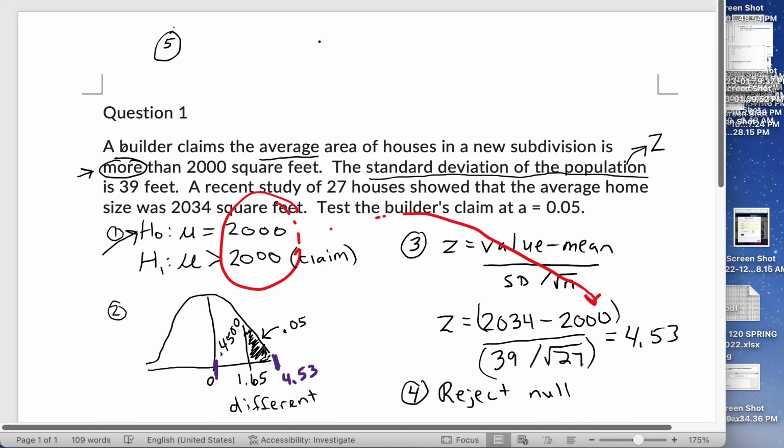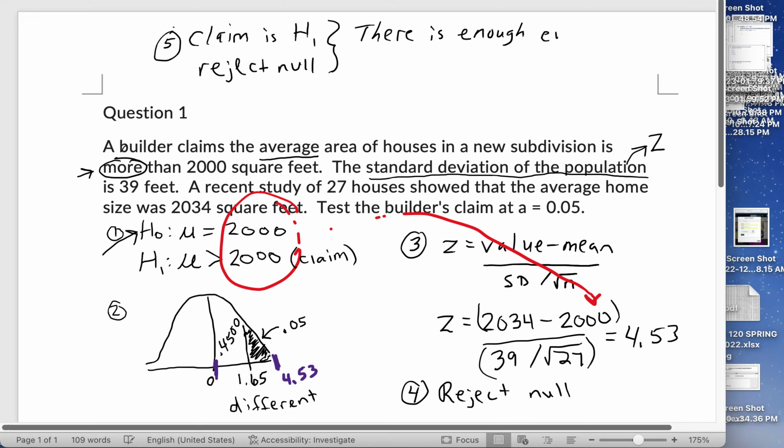So we're looking at this problem and we're saying that our claim is H1. I need to know that to use the chart. I also need to know what I did in step 4. So I said that I'm going to reject the null. I'm going to take those 2 pieces of information, go to that conclusion chart that I have in my lecture notes, and write my conclusion. So I'm going to say there is enough evidence to support the claim.